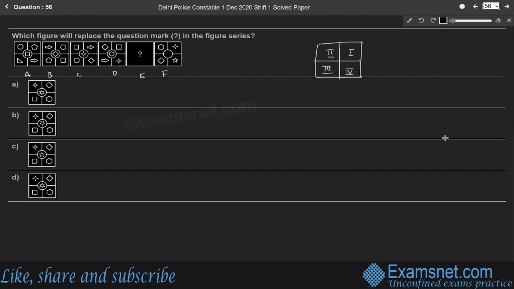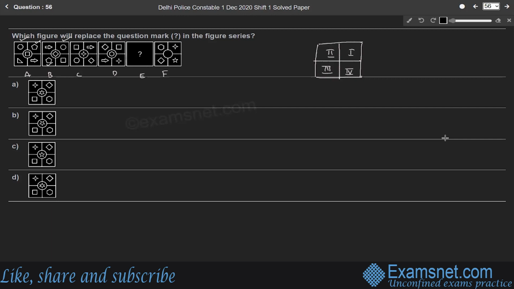Look at A and B figures, the first 2 figures. The second quadrant element, which is a circle, moves to the first quadrant in the next figure. And the first quadrant element, which is a pentagon, moves to the third quadrant in the next figure. So in the B figure, the pentagon moves to the third quadrant, and then it vanishes in the next figure.